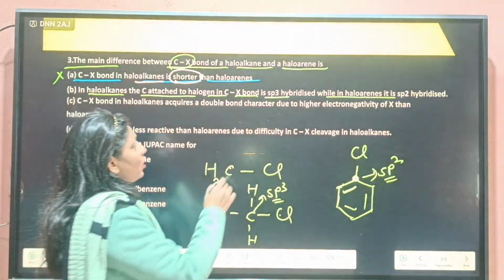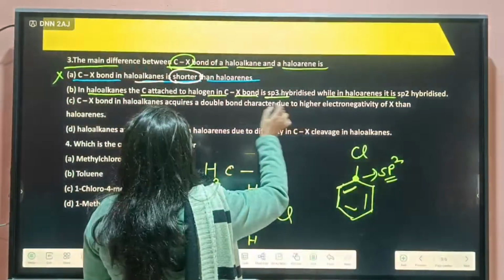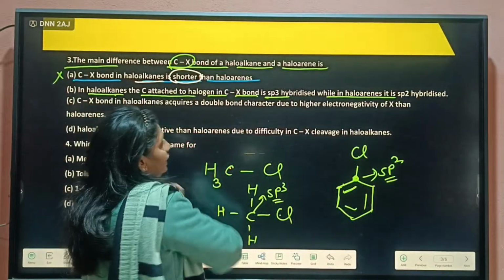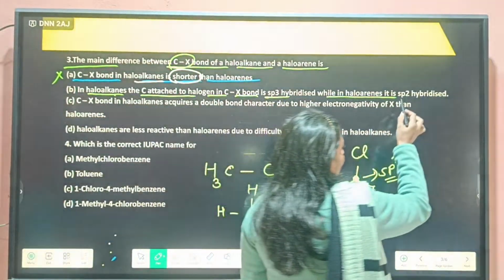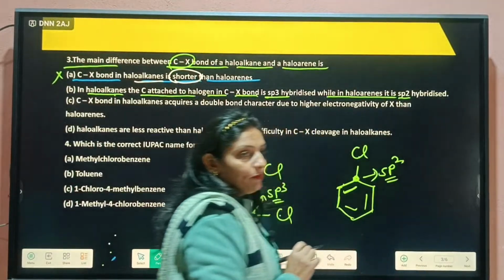So the CX bond is sp3 hybridized in case of haloalkane, and in haloarene it is sp2 hybridized.